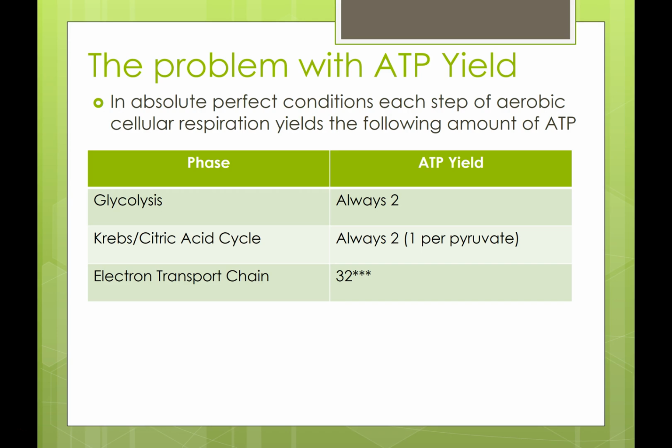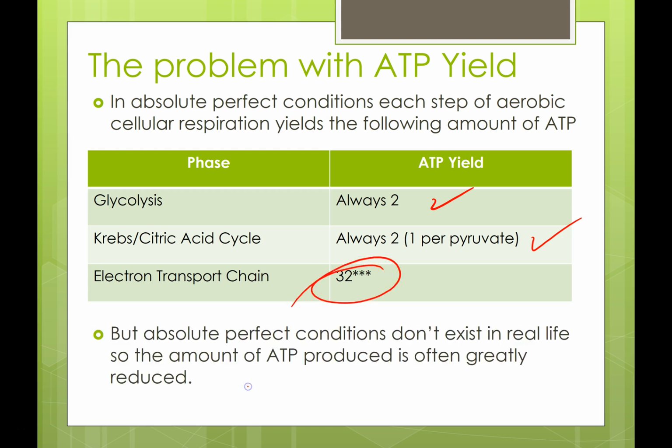So in terms of ATP yield, there's a bit of an issue with this because glycolysis always gives us 2, Krebs or citric acid cycle always gives us 2, but the electron transport chain, we don't always get 32 out of this. This is in absolutely perfect lab conditions. In real life, we're not going to get that. We might get 28, we might even get 26. So depending on the situation, we're not going to have the full 38 molecules of ATP being produced. We might only have 30 molecules, for example.